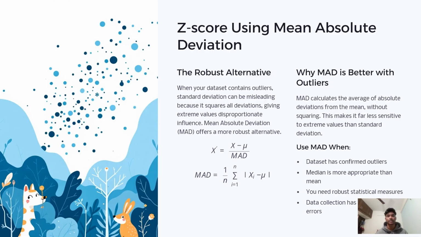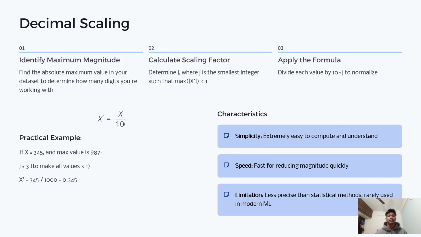Let's talk about decimal scaling. Decimal scaling is a very simple method. Here we repeatedly divide values by 10 until all values fall below 1. For example, if the largest value is 987, then we divide by 1000, that is 10 to the power 3, to bring everything into a smaller scale. It's fast, easy, and useful for quick magnitude reduction, but it's not as precise as other methods. So it's rarely used in modern machine learning.